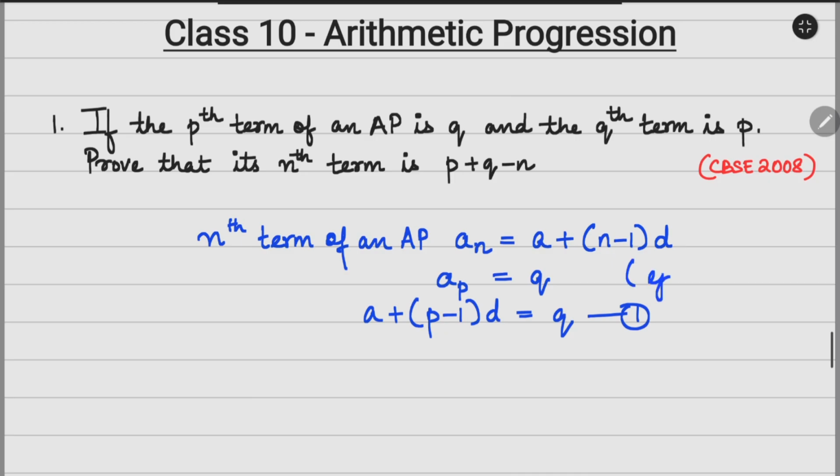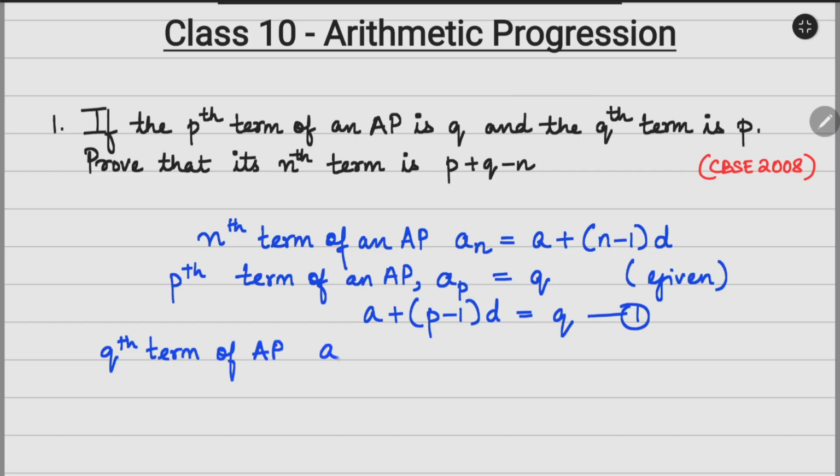Similarly, you are given the qth term. So let me write it here. The pth term of the AP is a_p equal to q, and the qth term of the AP is denoted by a_q, which is equal to a plus (q minus 1) into d, and it is given that the qth term of the AP is p. So this is equal to p. Let this be equation number 2.